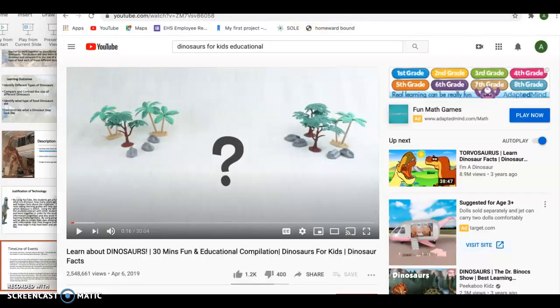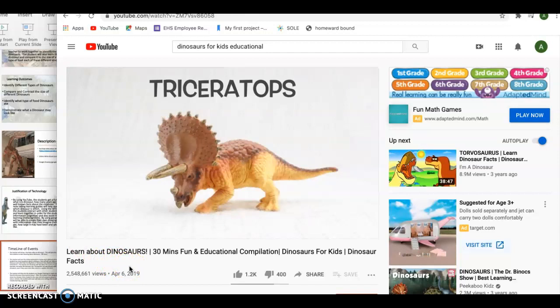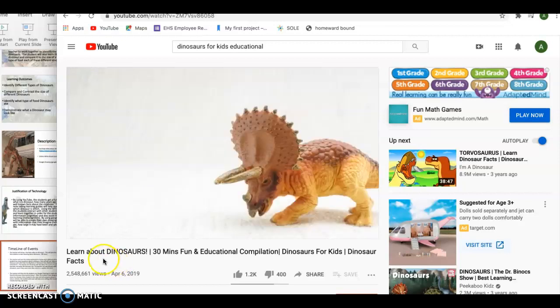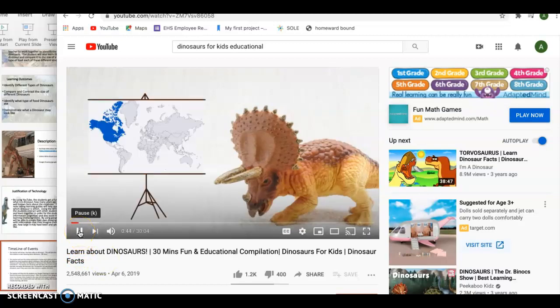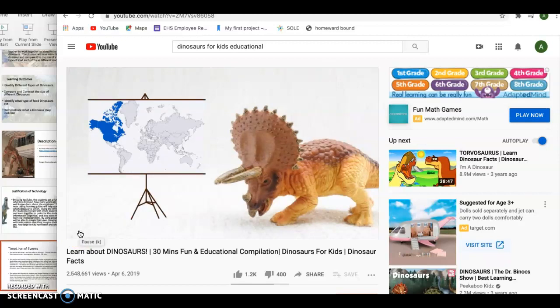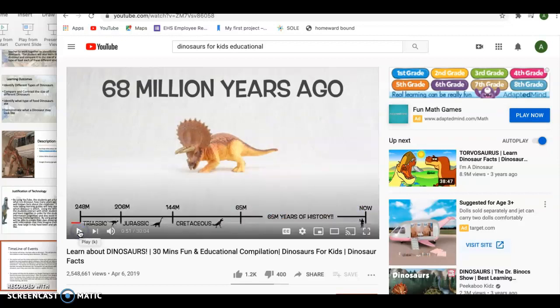the lesson would be. So, who do we have with us today? Triceratops! Triceratops. Can you say it with me? Triceratops. Let's learn all about Triceratops. Triceratops was found in North America. It lived about 68 million years ago in the late.